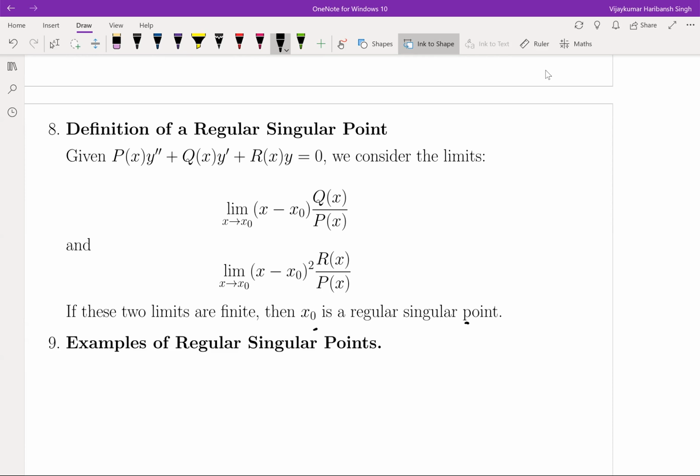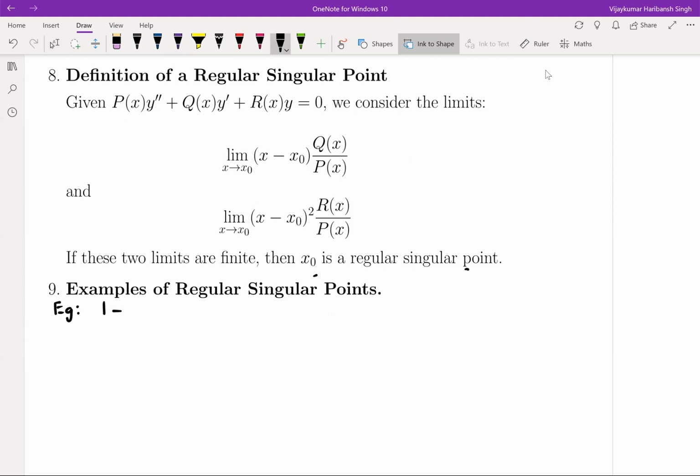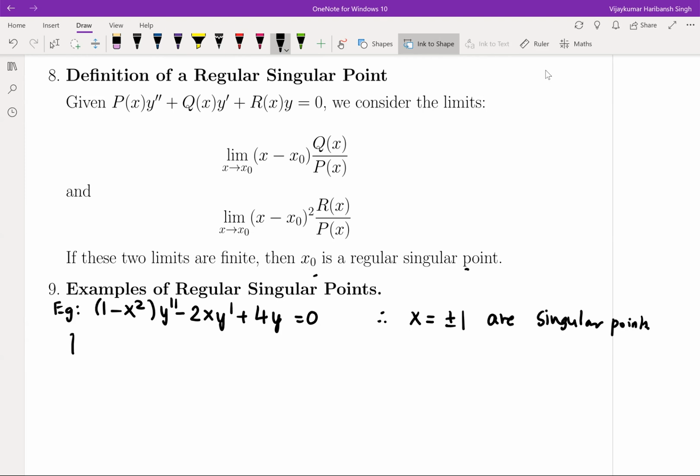So, for example, consider the following. We had (1 minus x squared) y double prime minus 2x y prime plus 4y equals 0. You can see that x equals plus or minus 1 are singular points. Here we have P(x) is 1 minus x squared. And what is the limit as x goes to 1 of (x minus 1) times Q(x)? What is my Q(x)? My Q(x) is minus 2x, and my R(x) is 4.